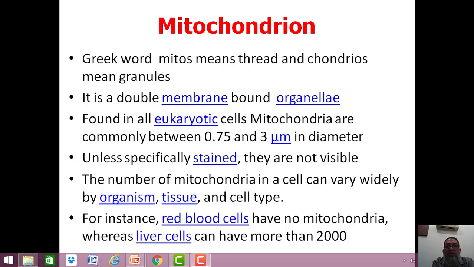So keep this in mind that they are not visible with ordinary stain. In EM it is visible, but with special stain it can be made visible.